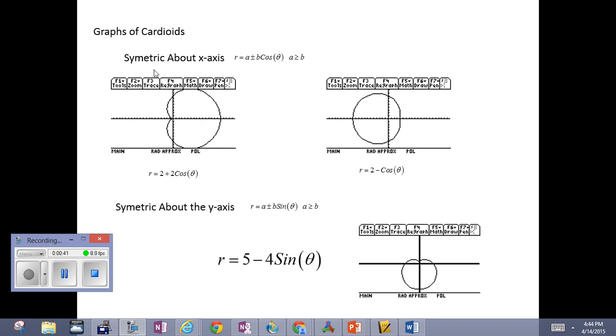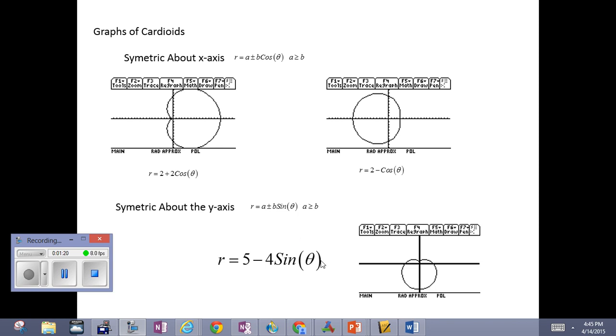The cardioids are going to be formed when a is greater than b. When a is equal to b, we get this more pronounced cardioid shape. But we still get a cardioid even when a is greater than b, it's just that the heart shape is not as pronounced. But we do get this very distinctive shape, and we can show you those with some Desmos displays just to argue that point.